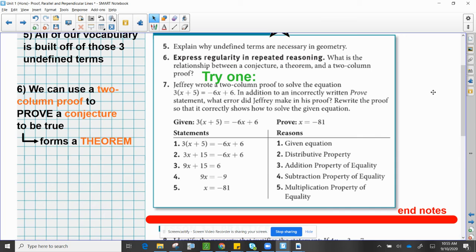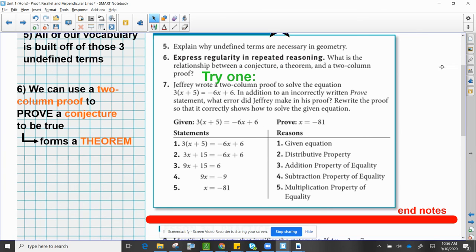Remember, sometimes a conjecture works out and is going to work every time. That pattern will keep continuing. But like we saw in that chords problem in our book, when we assumed the next number would be doubled again, it wasn't actually true. So we're going to use these two-column proofs, okay, with our reasons and properties to prove that a conjecture is true. And once we do that, we form a theorem. Remember, a theorem is something that is proven to be true without a shadow of a doubt.